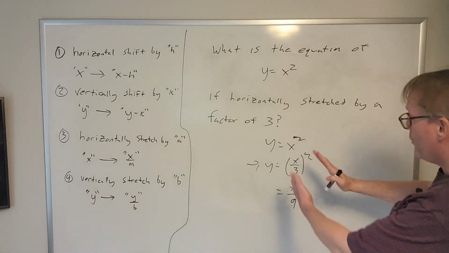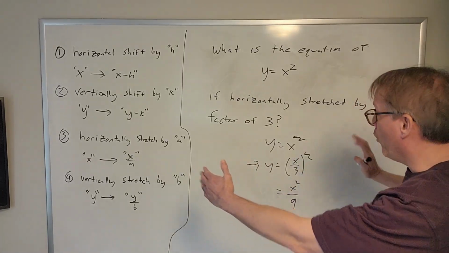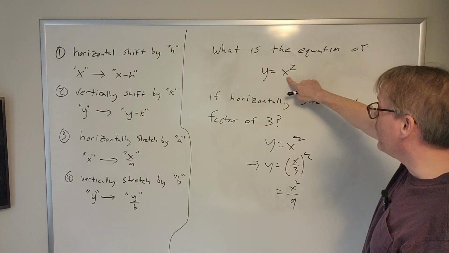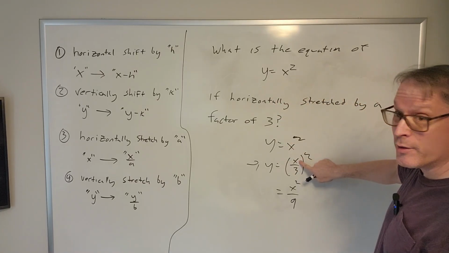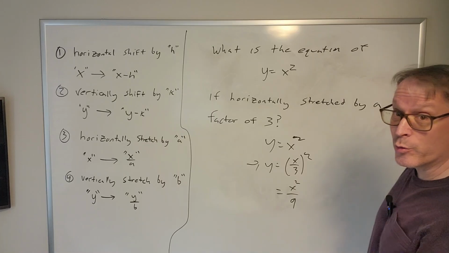You want to stretch it horizontally. When you think about it, x now has to be 3 where y was 1. If you had 1 here, 1 squared is 1. Now x has to be 3, so that 3 over 3 is 1, to be right back to where you were.